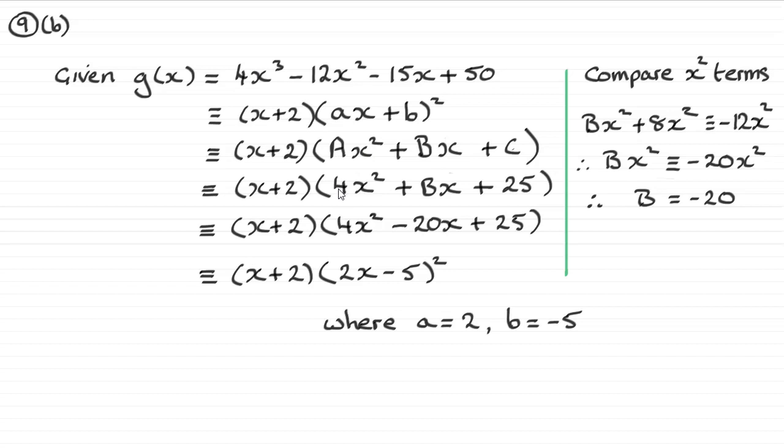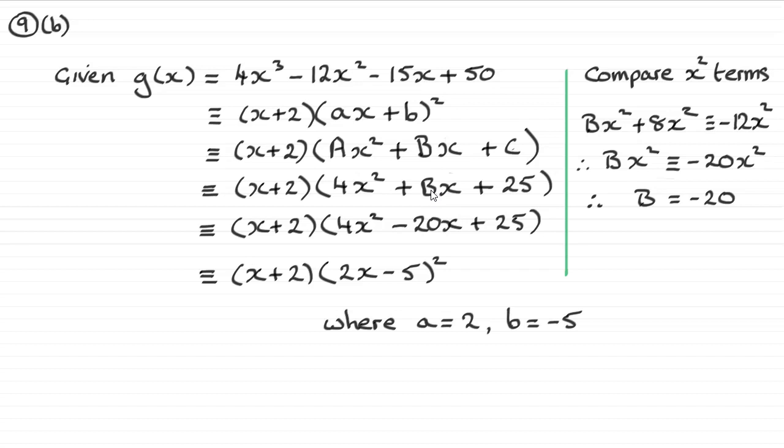And also when it comes to looking at the constants, the only constant you're going to get in expanding this comes from when you do 2 times the constant on the end here. So 2c would come to that 50 there, so c would clearly be 25. Now when it comes to working out b, there's 2 ways you could do this.